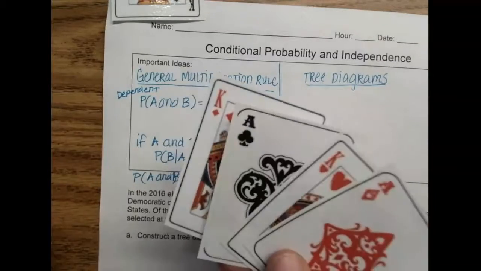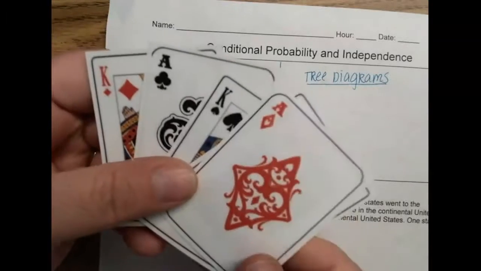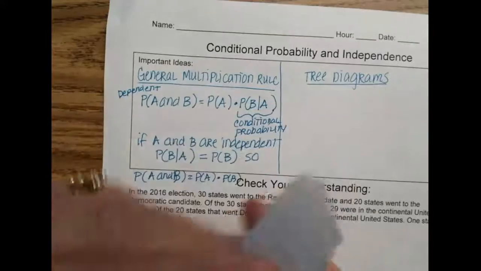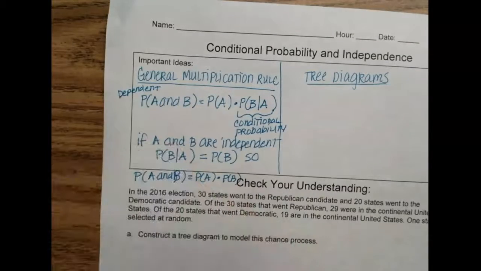Now, if I had dealt that king out and then shuffled it back in, well, then I would have still had 5 cards, so the probabilities didn't change. Then it would have been independent. So it just depends on whether or not you have replacement when you're playing with your cards. All right, so let's see what else we've got.